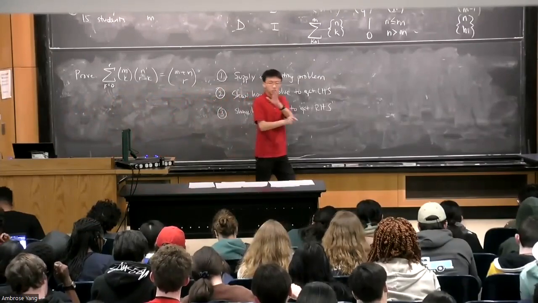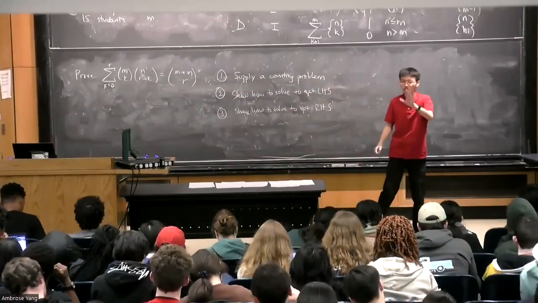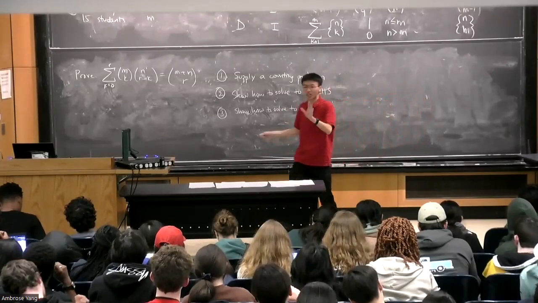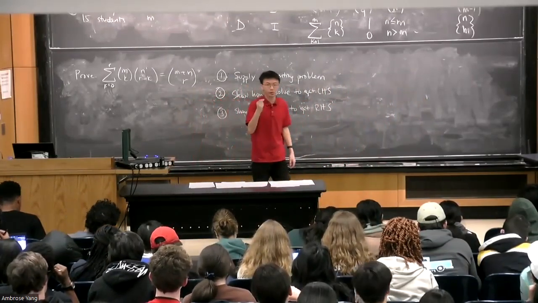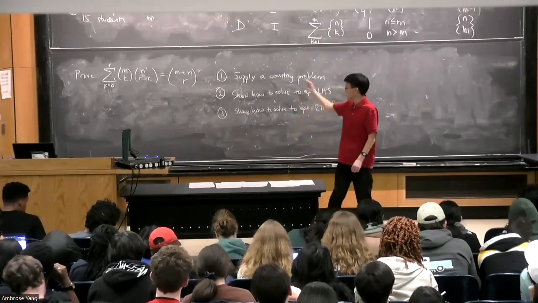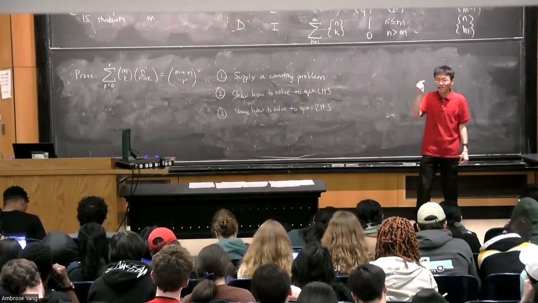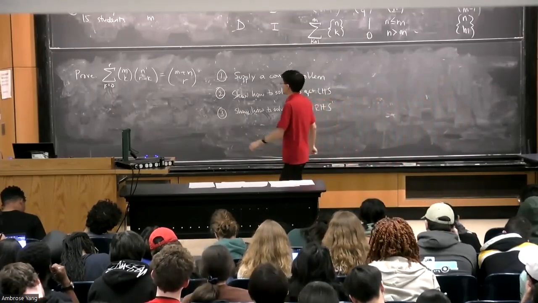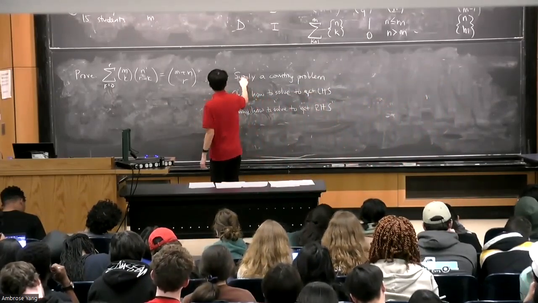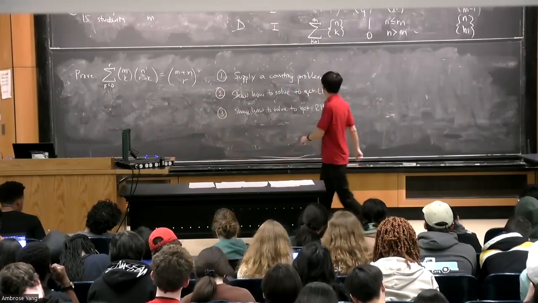What you're saying is that these two formulas have to be the same because they are solving the same counting problem. Your counting problem cannot have more than one answer. Therefore, if these two formulas are solving the same counting problem, they both need to be equal because they're both giving the answer to the same problem. So they both have to give the same answer. For this, I'm just going to do a quick rundown of how this would work.